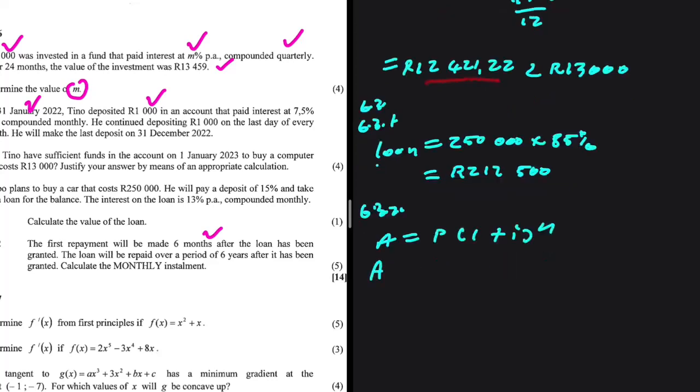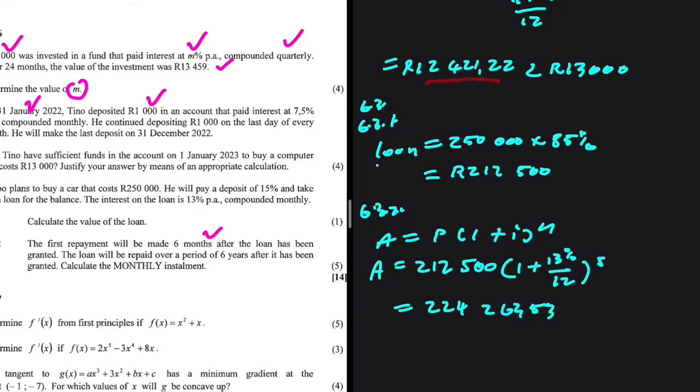So the new loan will be equal to the principal, which is 212,500 rands multiplied by 1 plus the interest, which is 13% compounded monthly. So that will be 13% divided by 12, everything to the power 5, like we are saying. If you put that in your calculator, you're going to get 224,262.53 as the balance 6 months after the loan has been granted.